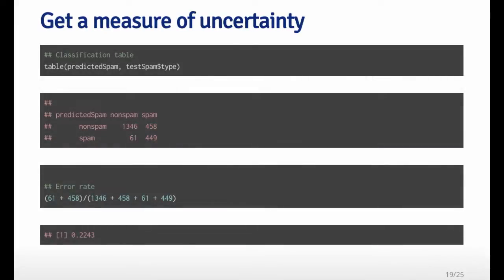Once we've created our classification, we can take a look at the predicted values from our model and then compare them with the actual values from the test data set, because we know which was spam and which was not. Here's the classification table that we get from the predicted and the real values. We can just calculate the error rate. The mistakes that we made are on the off-diagonal elements of this table, so 61 and 458. 61 were classified as spam that were not actually spam, and 458 were classified as non-spam but actually were spam. If we calculate this error rate, it's about 22%.